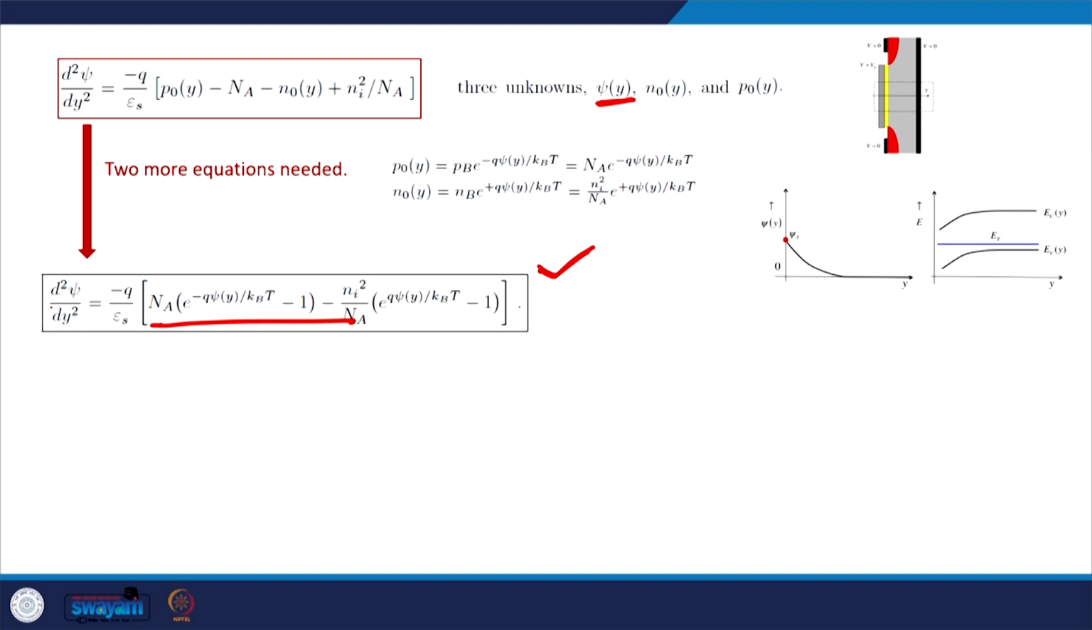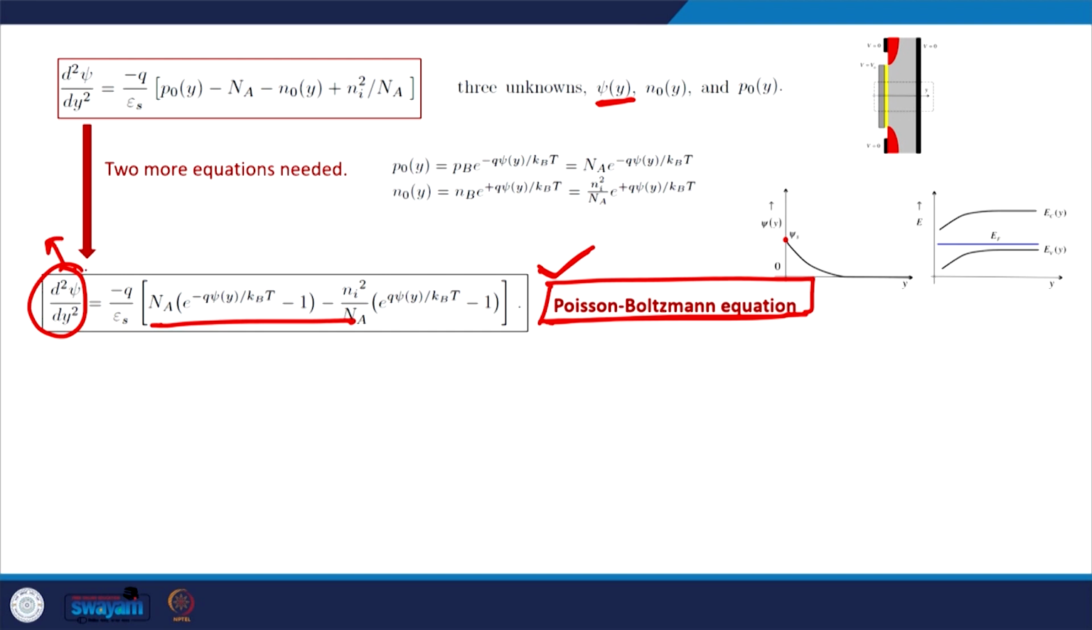On the left hand side of this equation we have the second derivative of the potential. On the right hand side we have a complex function of psi(y). But in principle, by solving this equation, which is also known as the Poisson-Boltzmann equation, because it is a combination of the Poisson equation and the carrier statistics, hence the name, we can precisely obtain the electrostatic potential at any point y in the semiconductor when an arbitrary gate voltage is applied to the device.